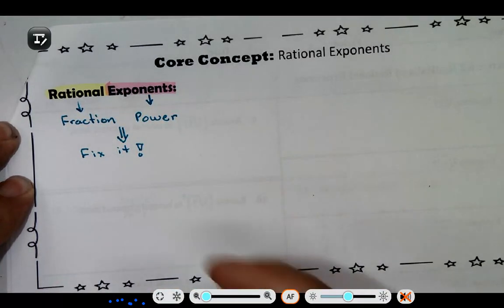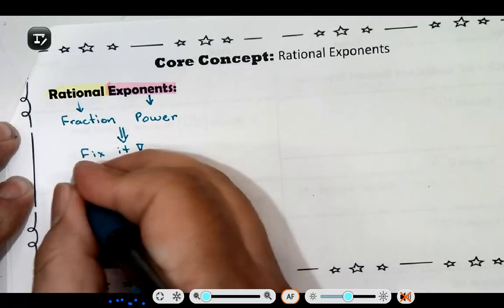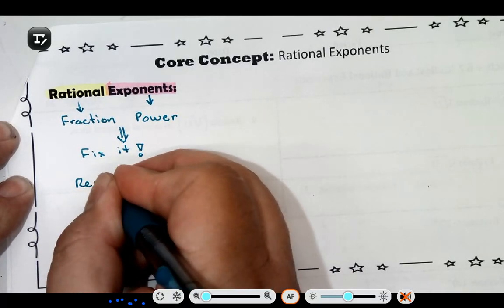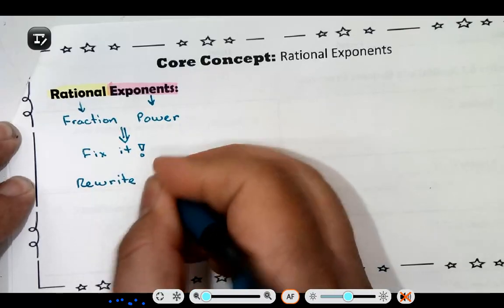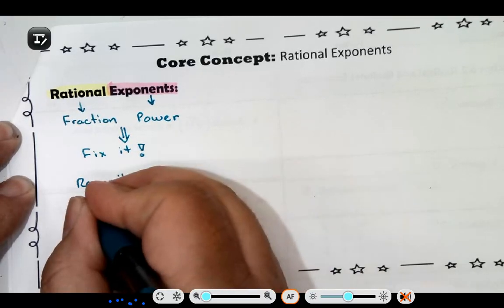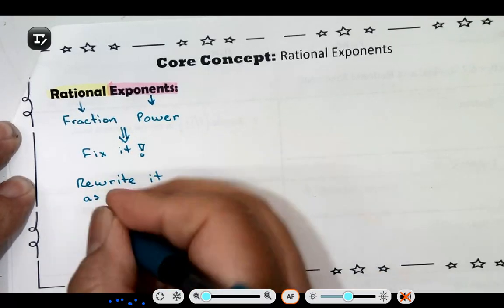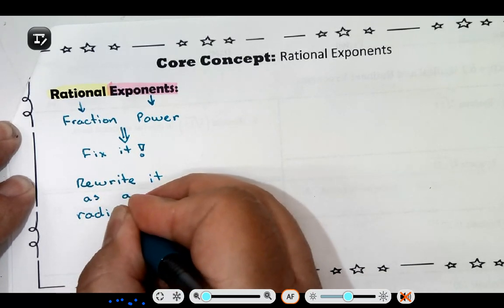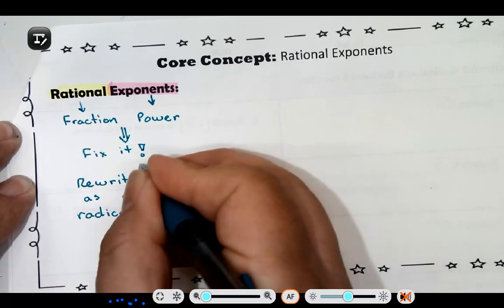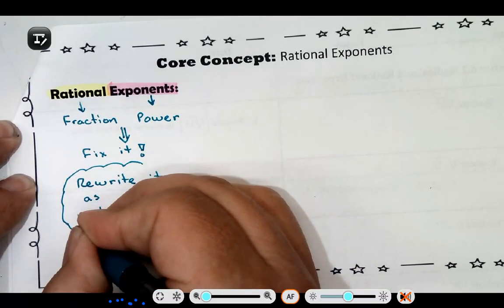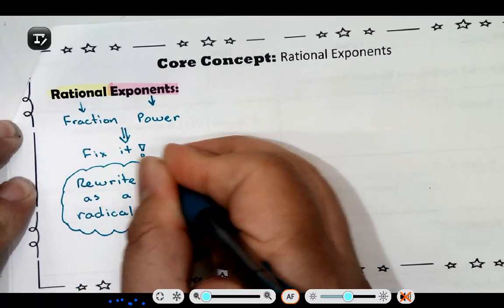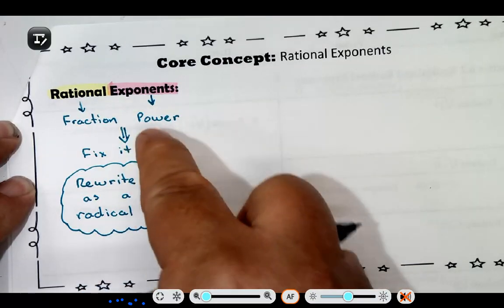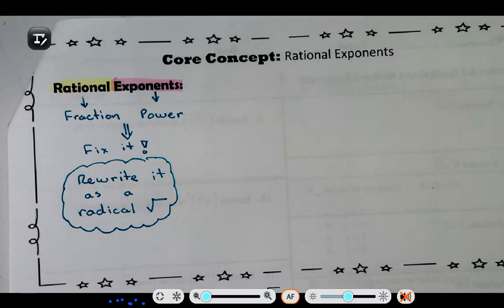Remember, the way we fix it is rewrite it as a radical. So just rewrite it as a radical. That's what we do. So as soon as you see a power that has a fraction, fix it. All you have to do is rewrite it. And so here is your reminder once again. Again, this is the big idea of the day.